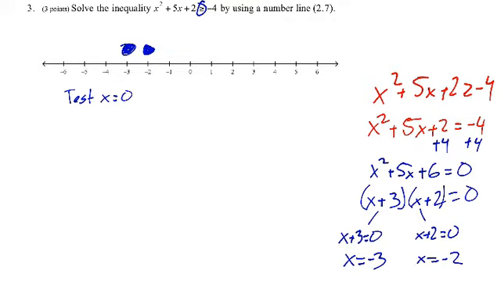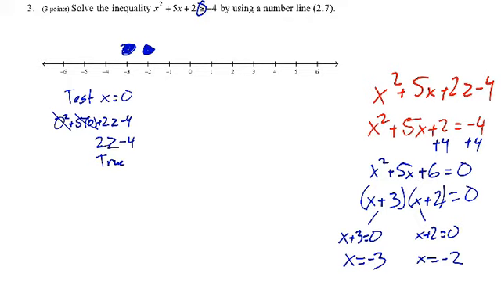So let's test that out. So we got 0 squared plus 5 times 0 plus 2. We got to see if that's greater than or equal to negative 4. Going through and cleaning that up, 0 squared is 0. 5 times 0 is 0. 2, we just end up with 2. So we get 2 greater than or equal to negative 4. That is a true statement. So that means if that's a true statement, that means x equals 0 is a solution.